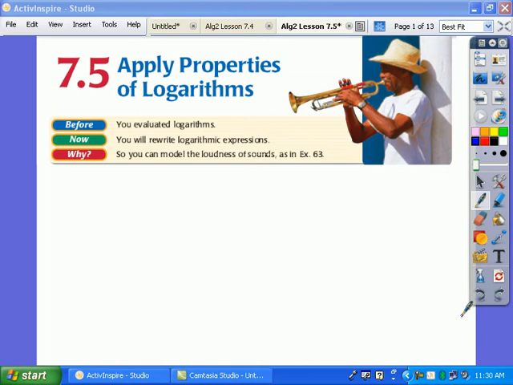All right, Mr. Smith here. This is Algebra 2, Section 7.5. We are now working on properties of logarithms.